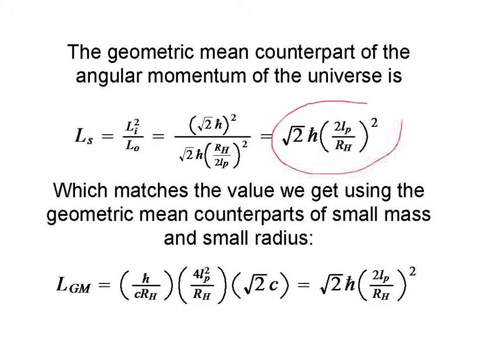And our value here matches the value we get using the geometric mean counterparts of small mass and small radius. So our geometric mean angular momentum is equal to the product of the small mass, m, small radius, times our tangential velocity, and we get this value here, and they're the same.